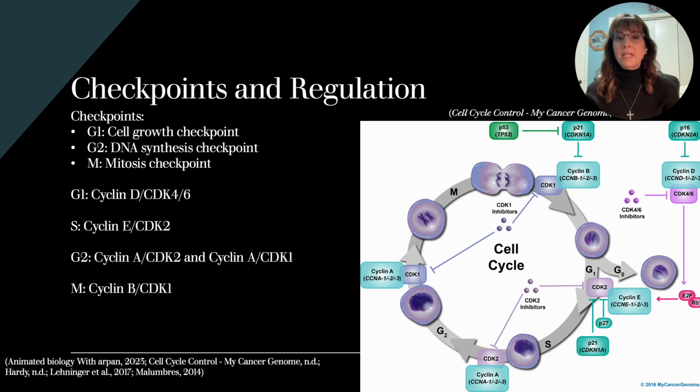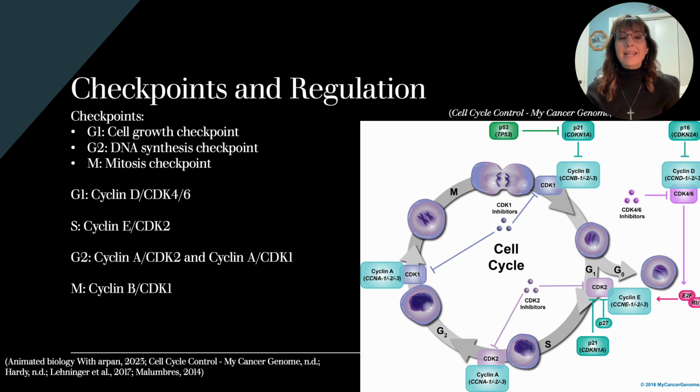The last checkpoint is at the end of metaphase in mitosis. It's also known as the spindle checkpoint. And basically, at this checkpoint, it just ensures that all of the sister chromatids are properly attached to the spindle fibers so that they can be correctly separated into new nuclei.